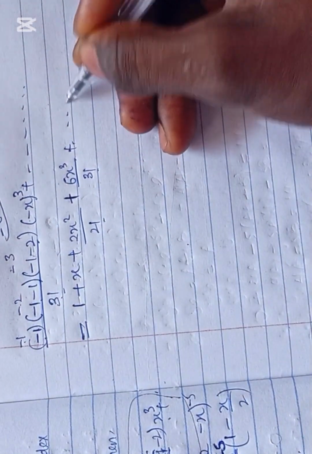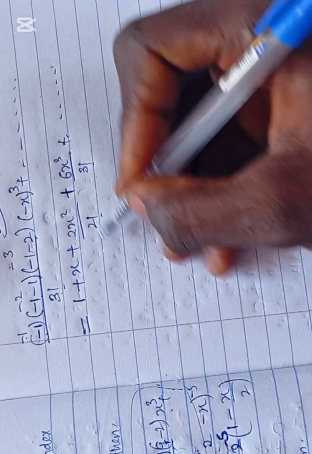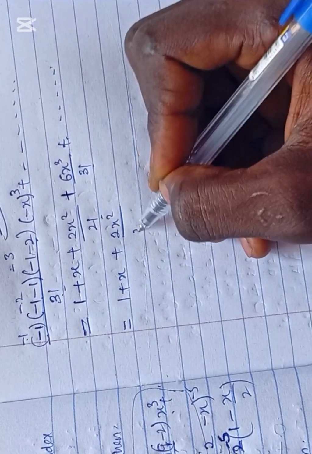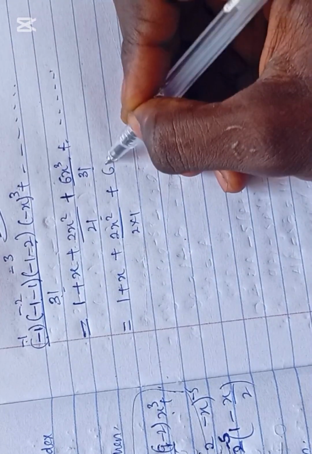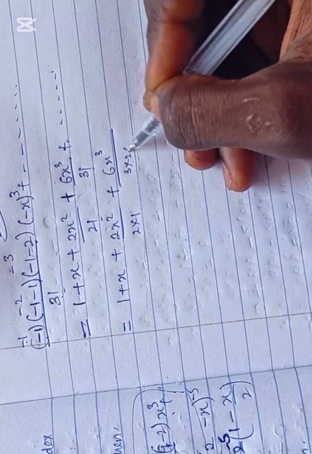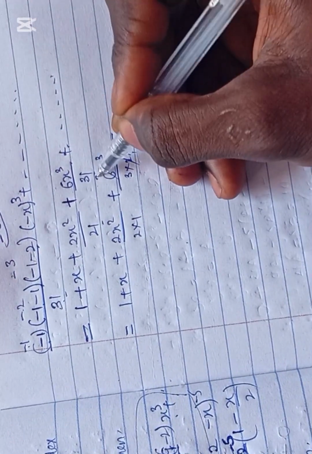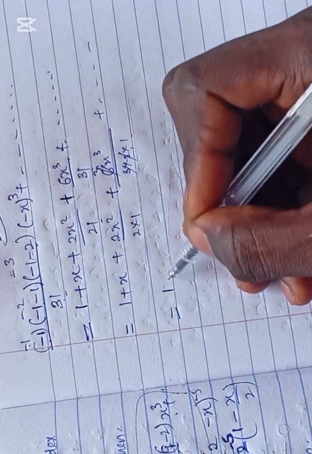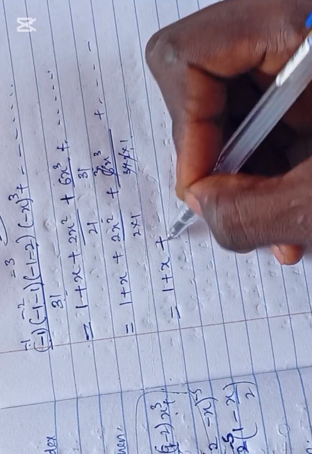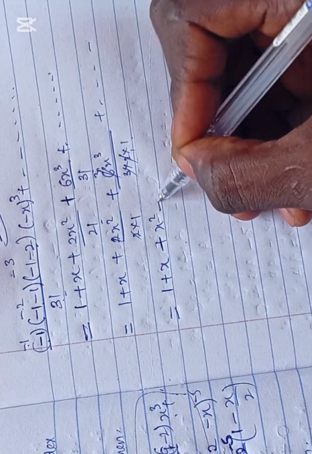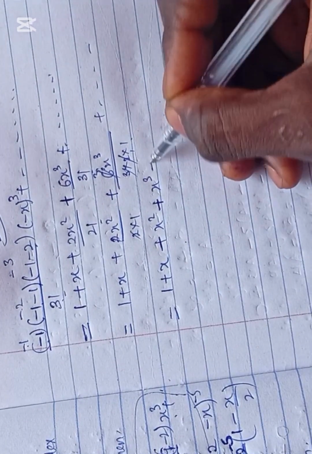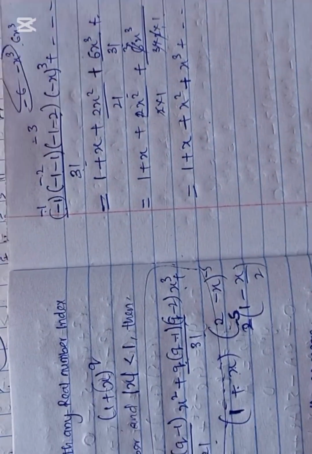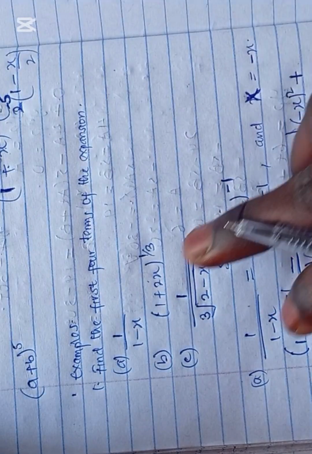Since they asked us to find the first four terms, what are you going to do? This one will be 1 plus x plus 2x squared over 2, multiplied by 1 plus 6x cubed over 3 times 2 times 1. So the 3 cancels the 3, and we have the expansion to be 1 plus x plus x squared plus x cubed, and it goes on like that. That's the expansion for the first question.